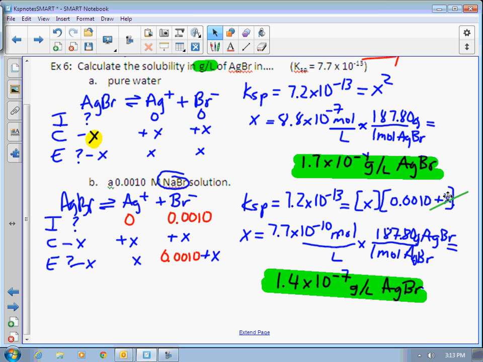Just like we saw in the earlier units, plus x compared to 0.001 is not going to be significant, so we simplified the math a little bit. Calculated the gram solubility the same way, and it came out to 1.4 times 10 to the negative 7th. Okay, does this support what we thought? If you have the presence of a common ion, if there's a lot of bromide in solution already, this goes up, and that shifts the equilibrium this way. So you have fewer ions and more solid. So there you go. Common ion works just as it has in previous units.